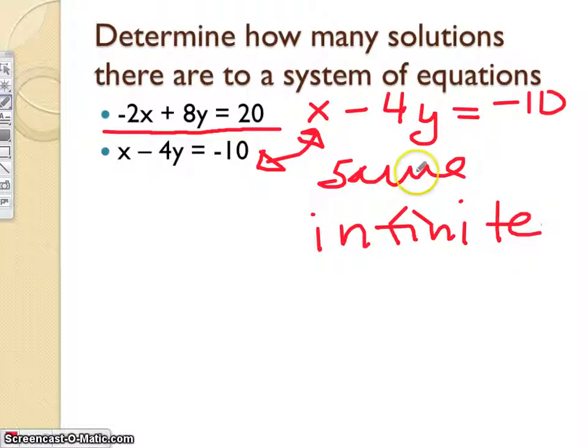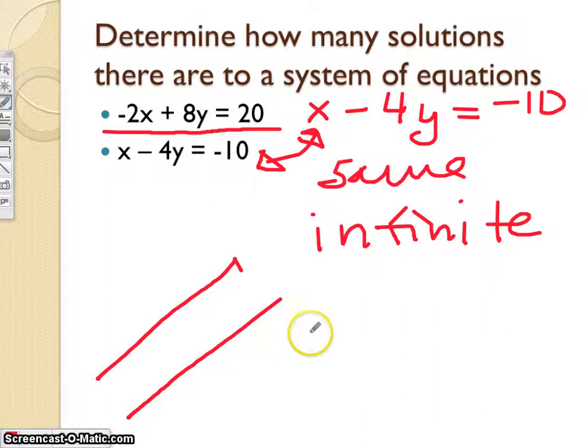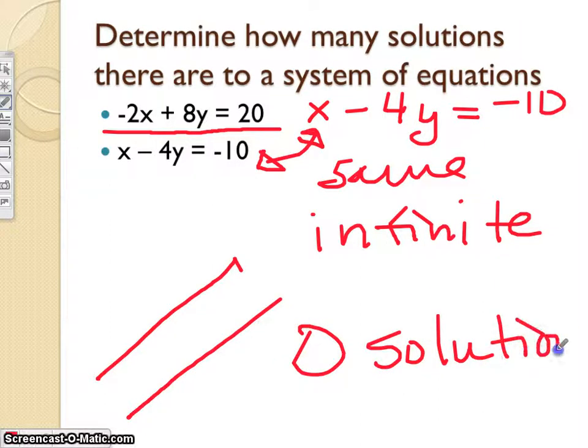Now, if you had a situation where we needed to transform them into slope-intercept form, if the slopes were identical, but the y-intercepts were not, you would have a system that is parallel and there will be 0 solutions. Those are your 2 exceptions. Everything else will have 1 solution.